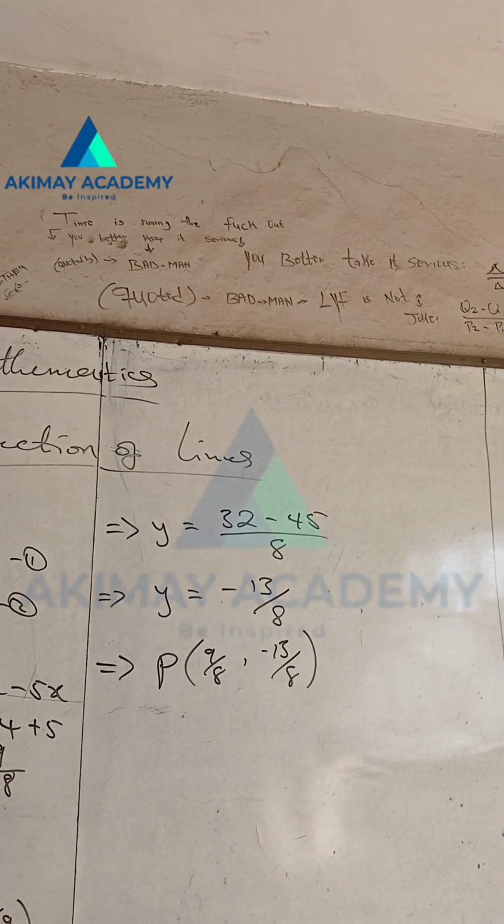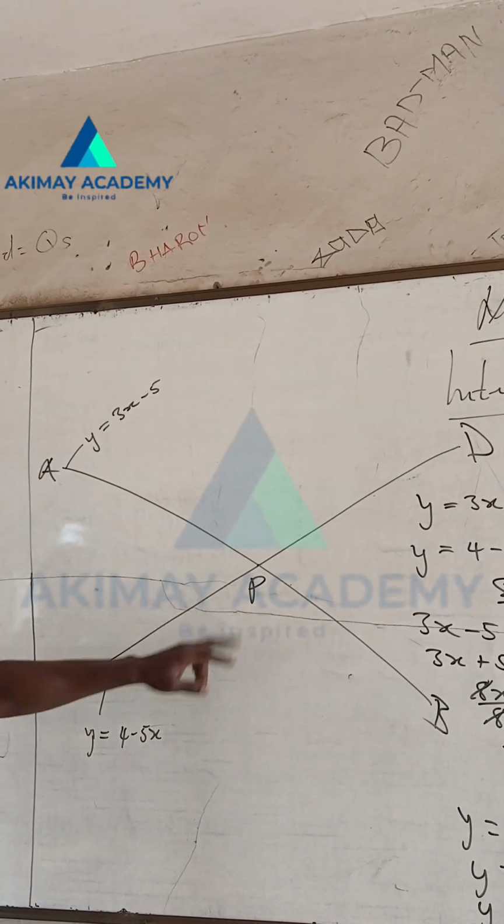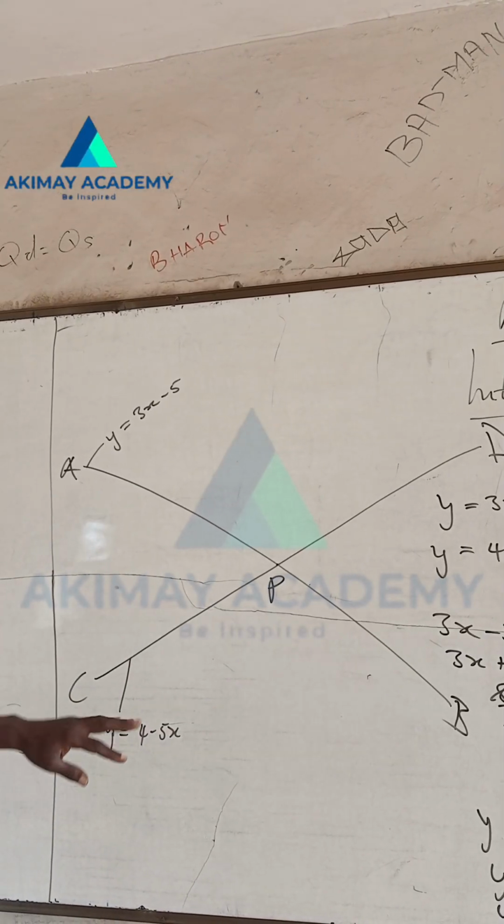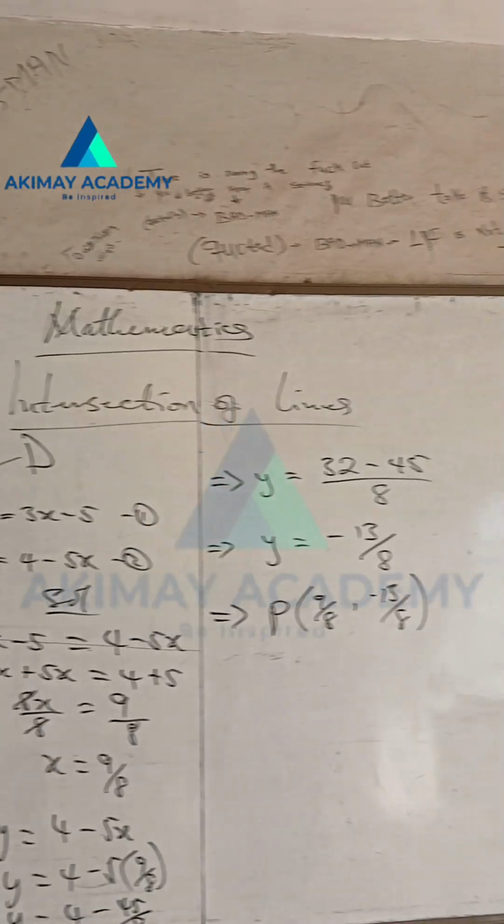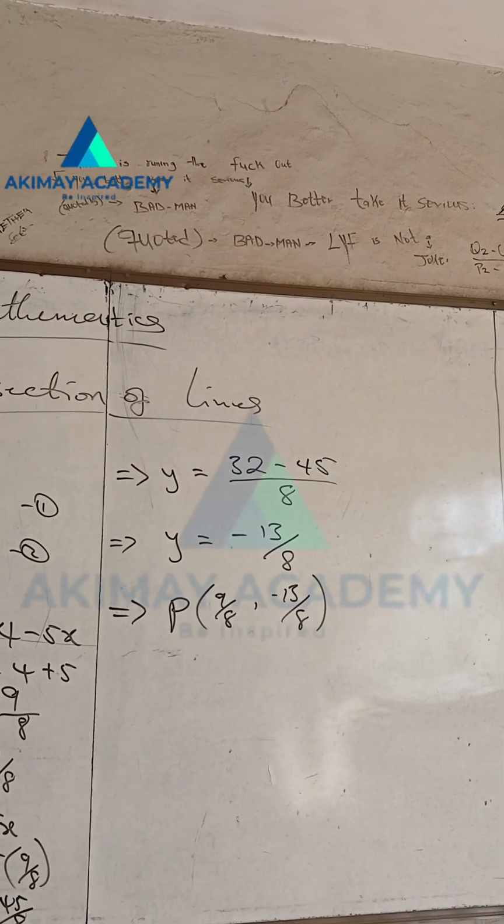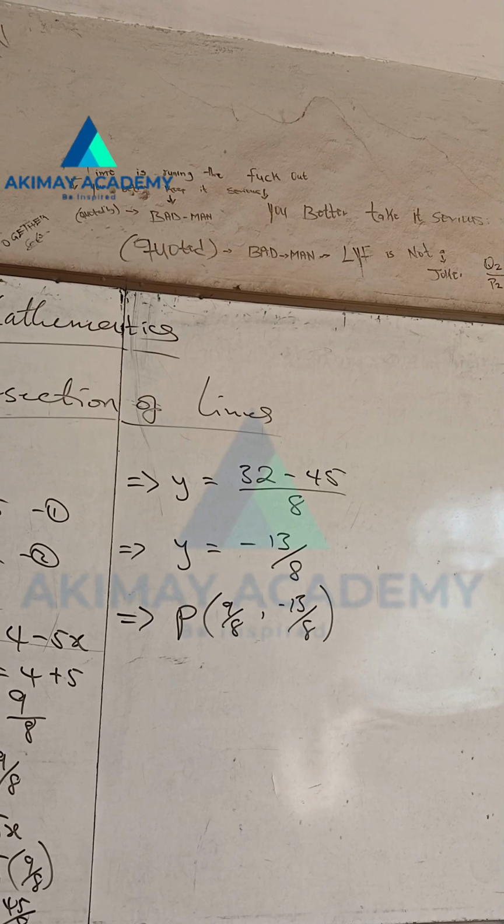So basically, this is what we are getting. The point of intersection of these two lines, which is point P, has given us 9 on 8, minus 13 on 8. So after solution, this is what we are getting.